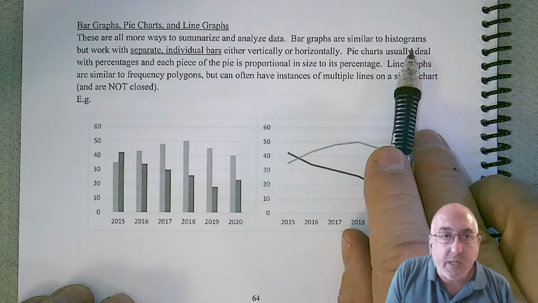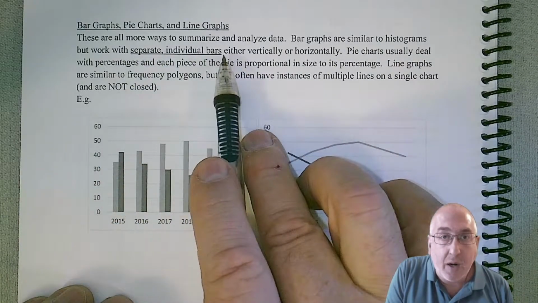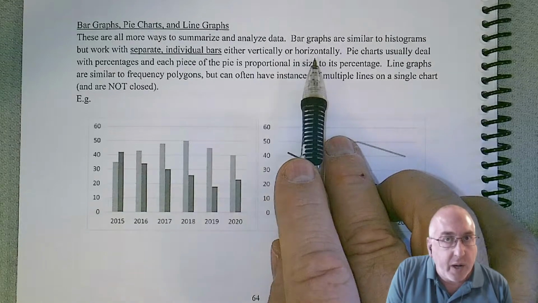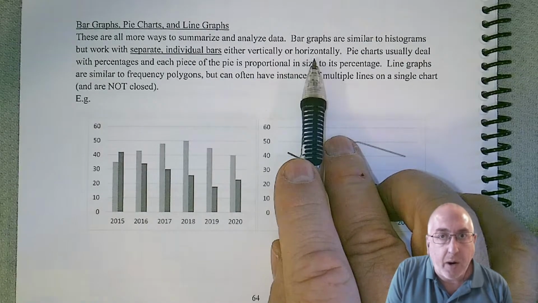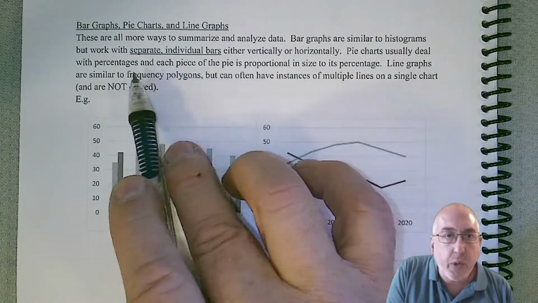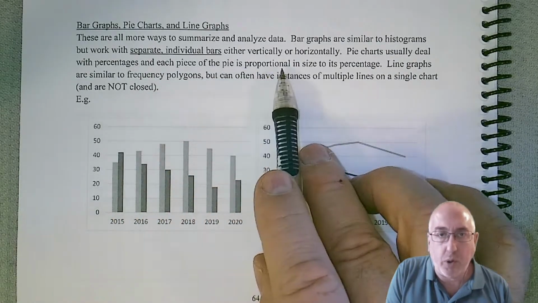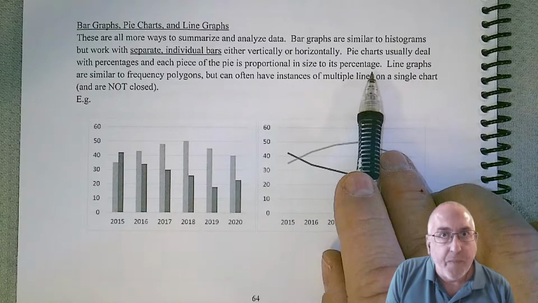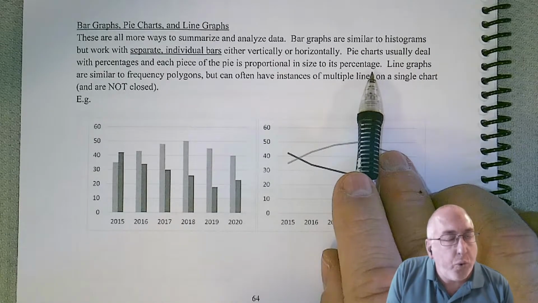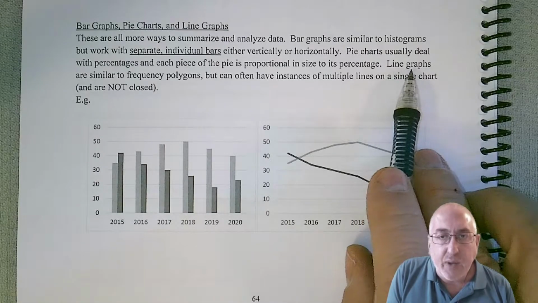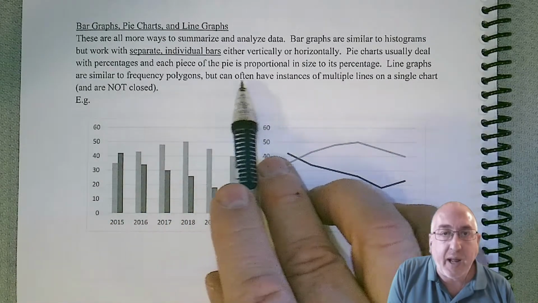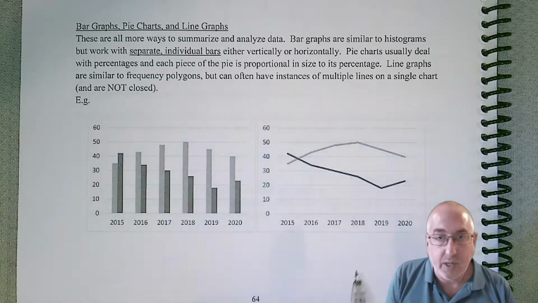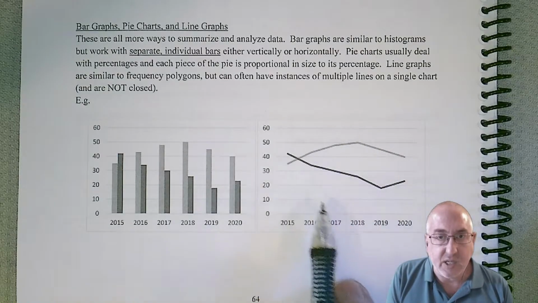Bar graphs are similar to histograms, but work with separate individual bars, either vertically or horizontally. So a lot of differences between a histogram and a bar graph. Pie charts usually deal with percentages, and each piece of the pie is proportional in size to its percentage. So we're going to see how we can actually create our own circle graphs by hand without too much difficulty, hopefully. And then last, we have our line graphs, which are similar to frequency polygons, but can often have instances of multiple lines on a single chart and are not closed. So you can see we do have just floating lines in space here.